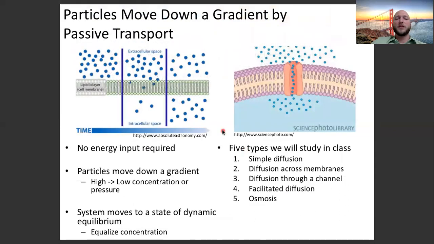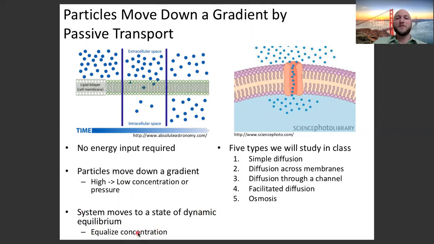All right, so let's jump in and look at the 5 subtypes of passive transport. All these types of transport right here do not require the use of ATP. No energy input. In all of these situations, particles are going to move down a gradient from high concentration to low concentration. And particles are going to move from high concentration to low concentration in all 5 of these manners until there is a state of dynamic equilibrium, or equalized concentration on both sides.